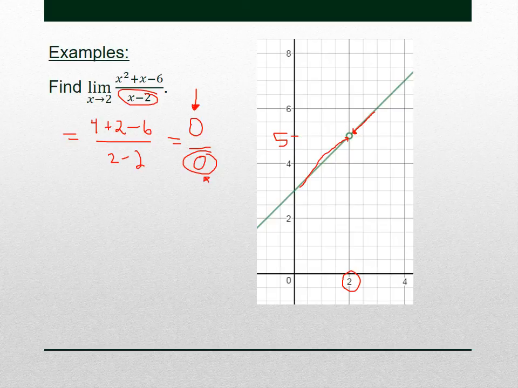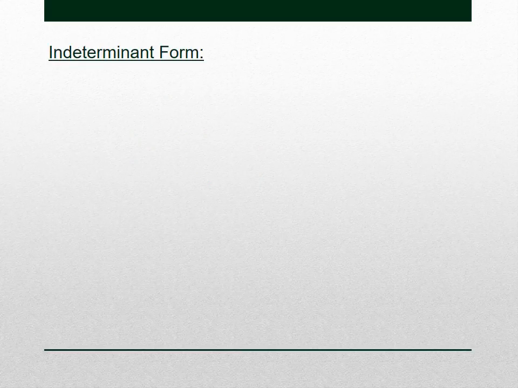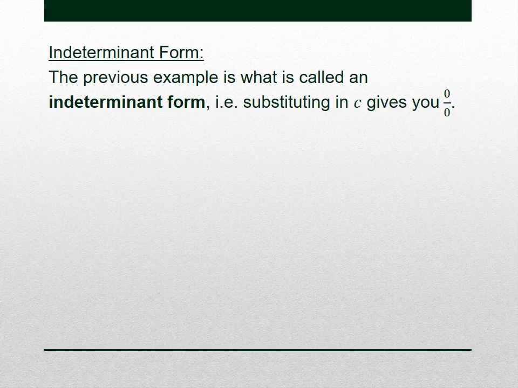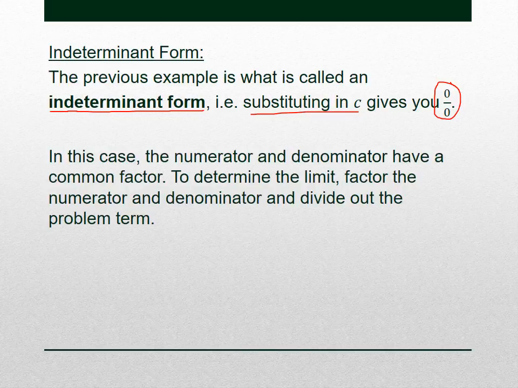When we're finding these limits, we cannot just graph them. We have to figure out how to find this limit algebraically. So this is how we do that. Anytime we substitute in x equals c and get 0 over 0, that's called an indeterminate form. What that means is that you're not yet able to determine whether or not the limit exists. So how do you actually find the limit?